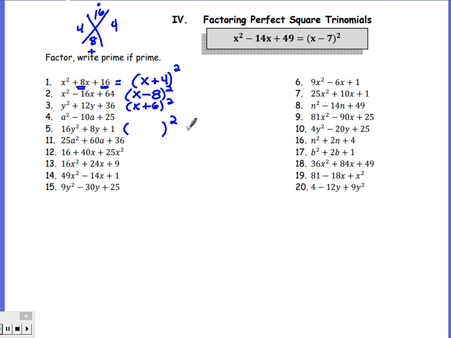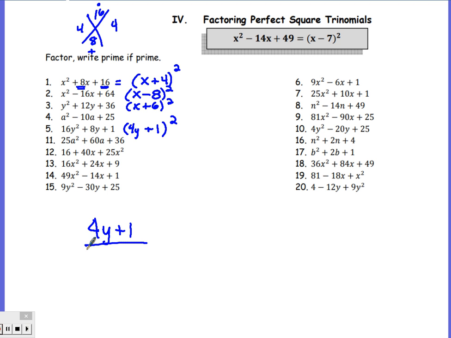What quantity are we squaring? Here, what times what is 16y squared? 4y times 4y would give me 16y squared. Well, 4y plus 4y would give me 8y. All right. If I wasn't sure, if I didn't feel confident with that, I could check it.